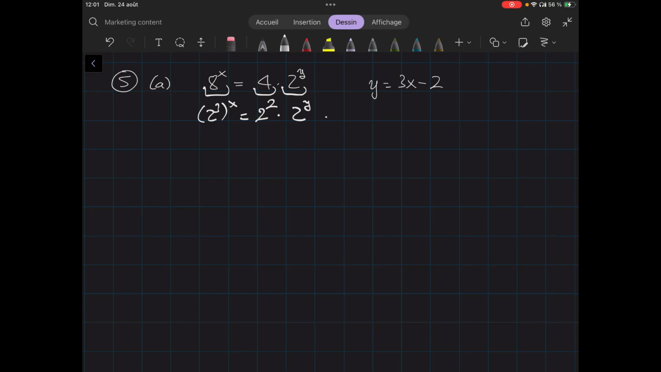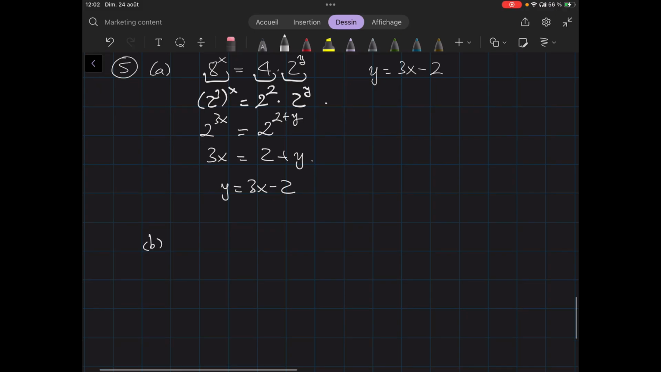2 to the 3 to the x, that is 2 to the 3x. 2 to the 2 times 2 to the y. We are multiplying two powers with the same base, so we add the exponents. For this to be true, 3x has to be equal to 2 plus y. So y is equal to 3x minus 2.